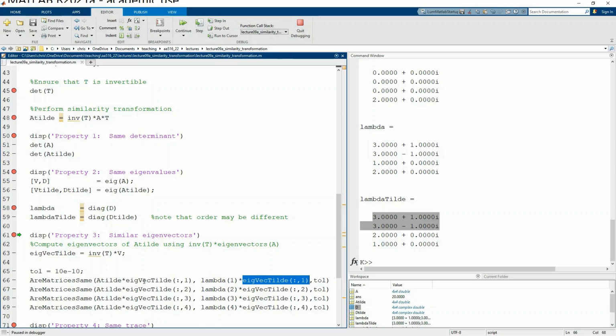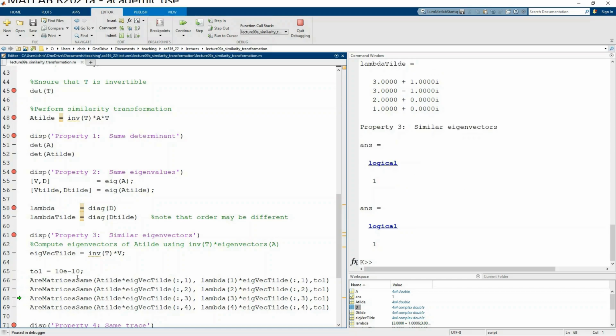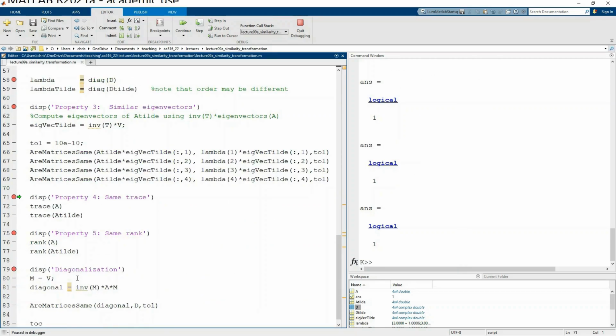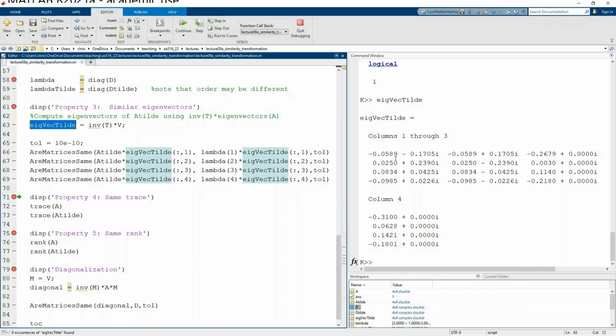So I'm checking to make sure that this thing, what I'm calling eigenvector tilde, is actually the eigenvectors of A tilde. All of these should come back and say true, true, true. So let me just step through this. Yep, the first one matches. So this first eigenvector is correct. The second eigenvector matches, the third one matches, and the fourth one matches. So I know that this eigenvec tilde is in fact the four eigenvectors of A tilde. That's what we just proved.